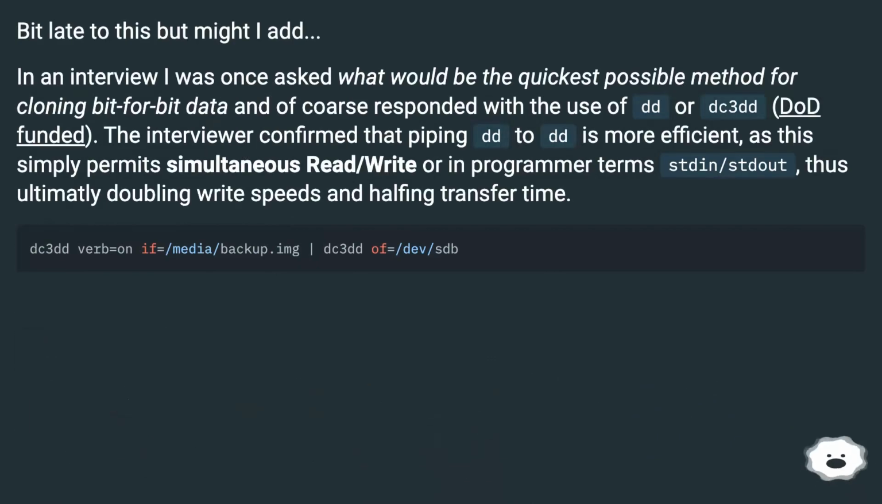Bit late to this, but might I add? In an interview I was once asked what would be the quickest possible method for cloning bit-for-bit data, and of course I responded with the use of DD. The interviewer confirmed that piping DD to DD is more efficient, as this simply permits simultaneous read/write, or in programmer terms stdin/stdout, thus ultimately doubling write speeds and halving transfer time.